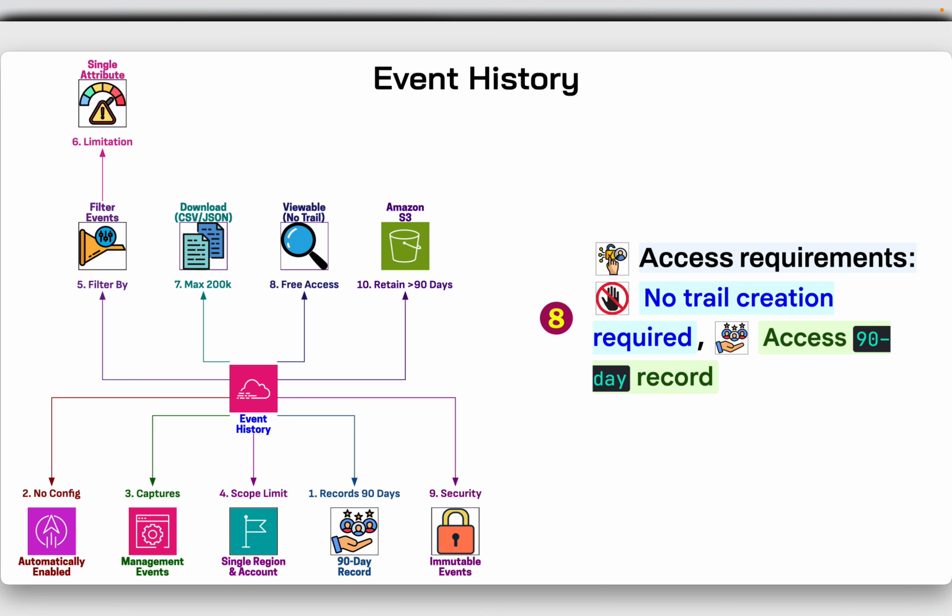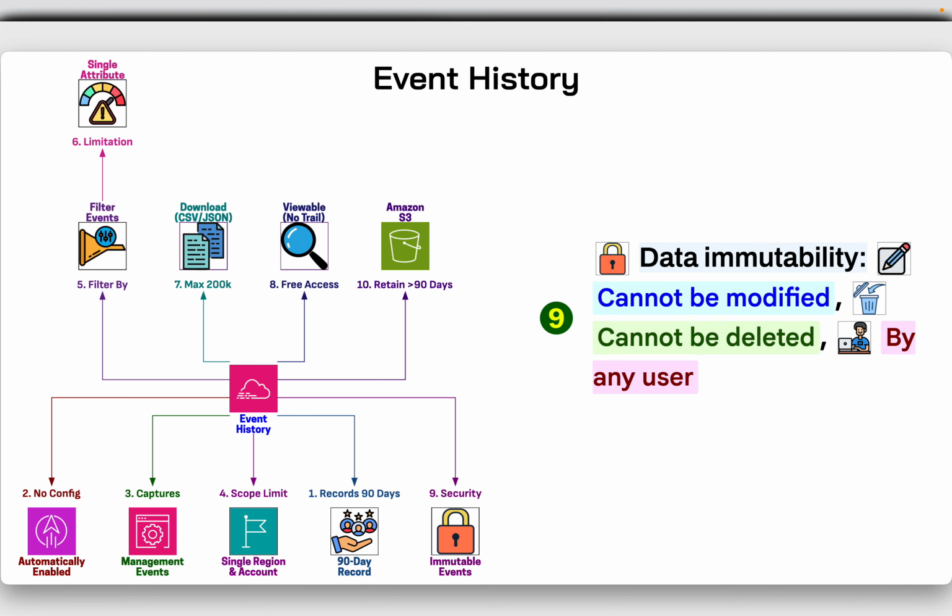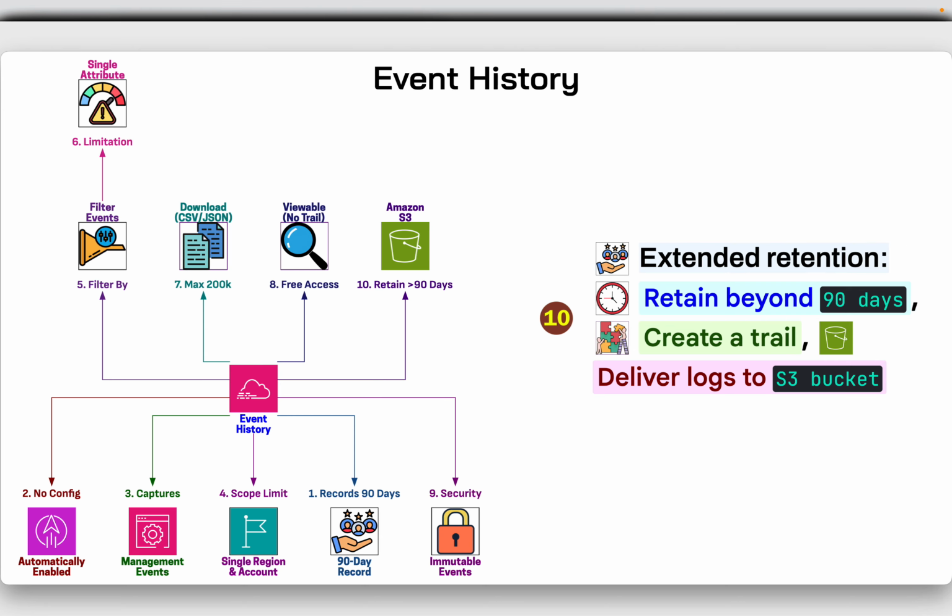Event history does not require creating a trail to access the 90-day record. Events in event history cannot be modified or deleted by any user. To retain events beyond 90 days, you must create a trail that delivers logs to an S3 bucket.